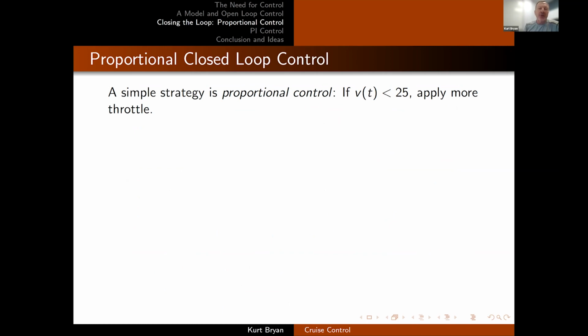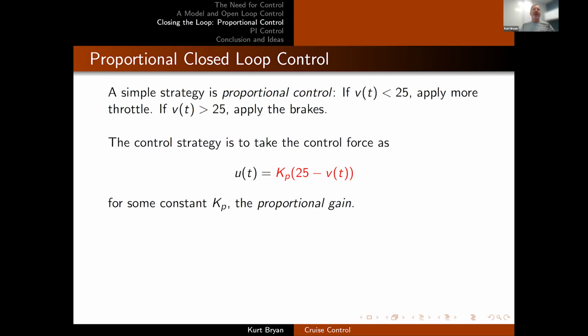I'm going to assume we want to maintain 25 meters per second. If the velocity is lower than 25, tell the car to apply more throttle. If the velocity is greater than 25, apply the brakes. And of course, how vigorously you apply throttle and brakes, well, we'll talk about that. And in fact, we'll talk about it right here.